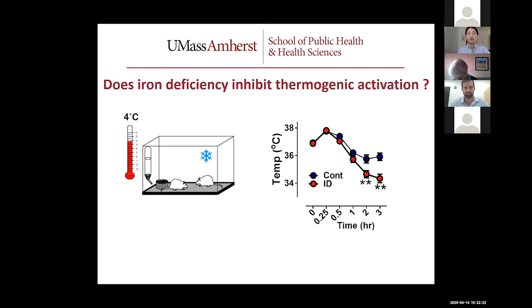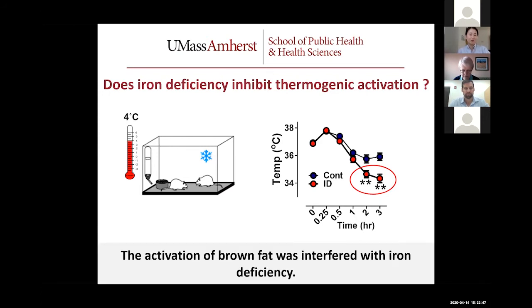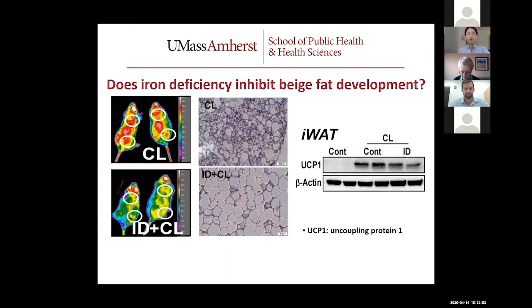Next, to test the thermogenic activation, we placed the mice at 4 degrees Celsius for 3 hours, which is a conventional method to investigate thermal activation. And iron deficient mice maintained their body temperature significantly lower compared to control after 2 hours of cold exposure, suggesting that the activation of brown fat was interfered with by iron deficiency.